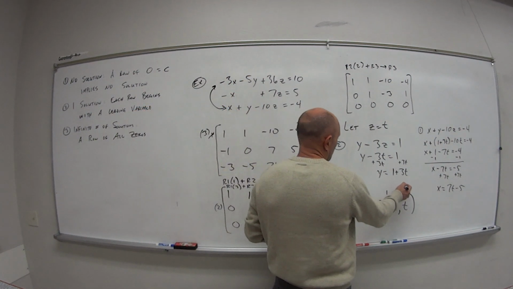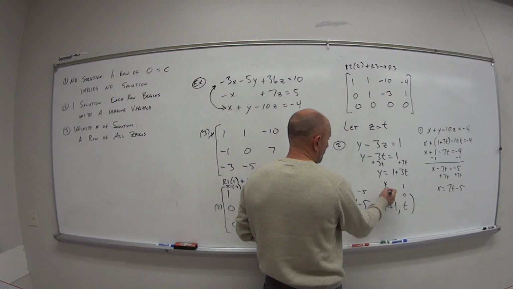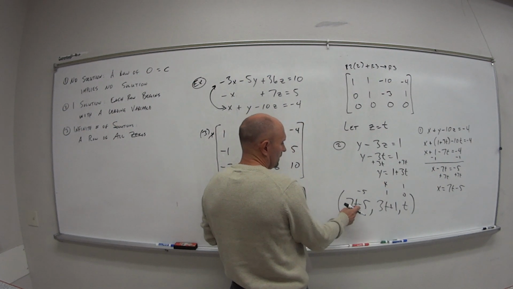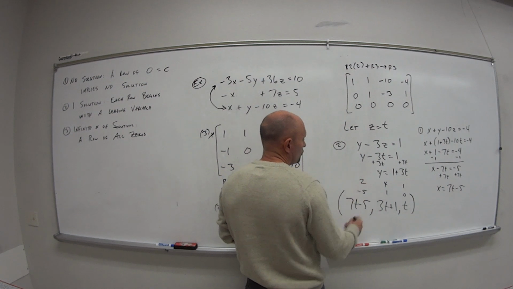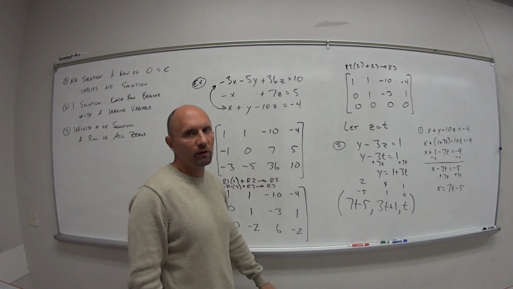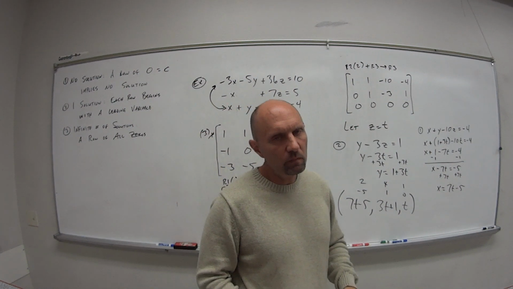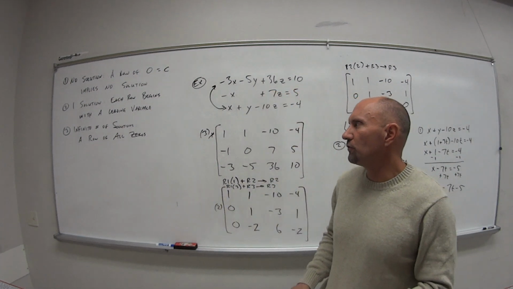Or what if t equals 1? Well, then y is 3 times 1 is 3 plus 1 is 4. How about this one? 7 minus 5, 2. So 2, 4, 1 is also a solution that if I plugged it into each of those equations would come out true. So that's how we handle the infinite solutions.